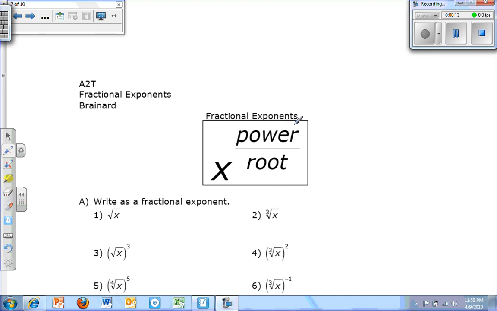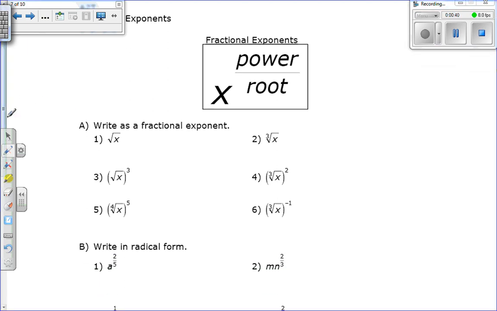What this simply means is we will have a base raised to a power that's a fraction. And when we look at our fraction, the numerator is the power, and that's what we're going to raise it to, and the denominator is the root. When we do these problems, we will do the root first, then raise to the power. But first we have to be able to change how it looks.